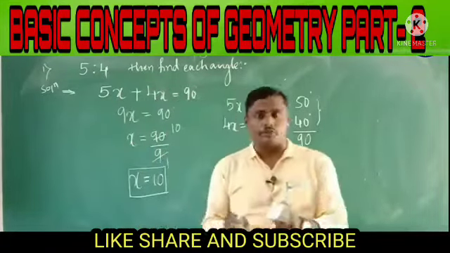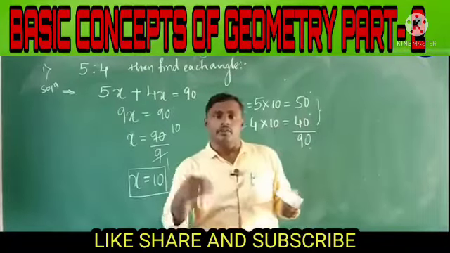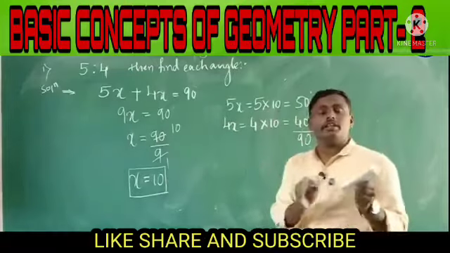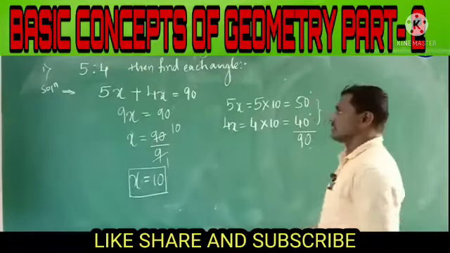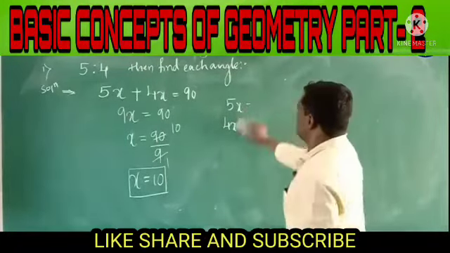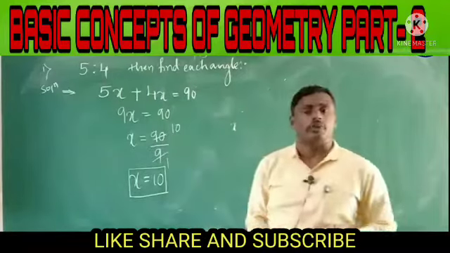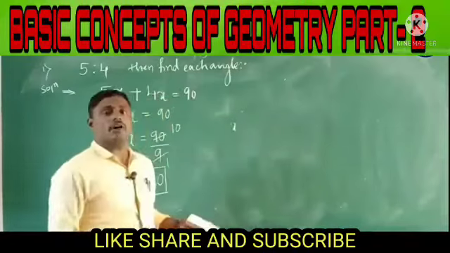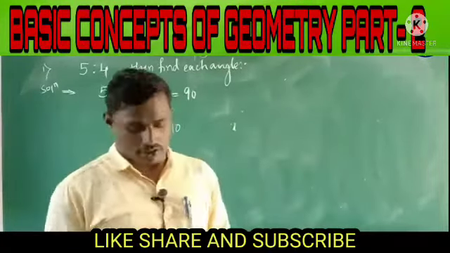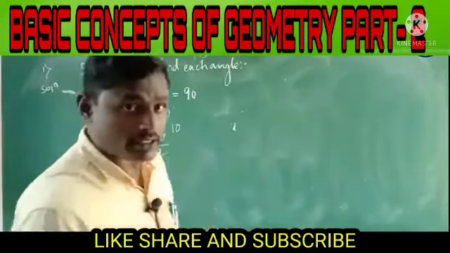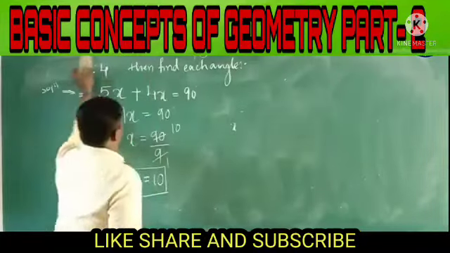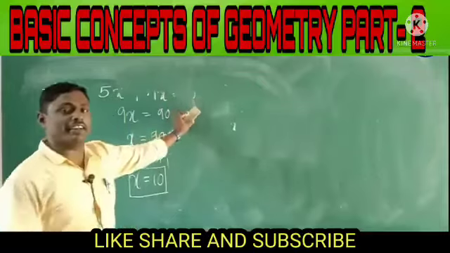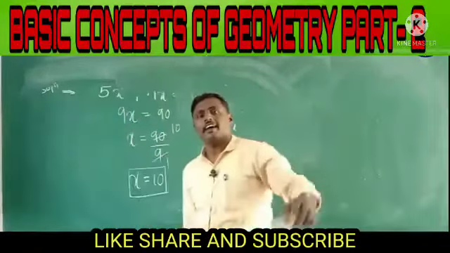So first we need to calculate the x value. After substituting the x value, we can calculate each individual angle. Okay, so this is all about complementary angles. Complementary angles means the sum of two angles is equal to 90 degrees. So if the sum of two angles is equal to 180 degrees, what do we call those angles?